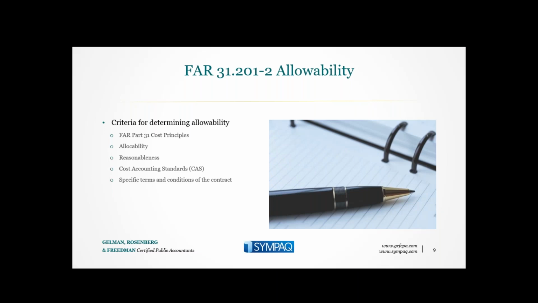We'll be discussing allowability, and the criteria for determining allowability is stated in FAR 31.201-2. It's the cost principles that we'll go through in just a few minutes. Allocability, so the costs have to be properly allocable to the contract. Reasonableness, costs have to be reasonable, and there's a criteria for that. One of the criteria that's not listed is, do I want to see this on the front page of the Washington Post? Cost accounting standards, many of which are incorporated into FAR Part 31, and specific terms and conditions of the contracts.